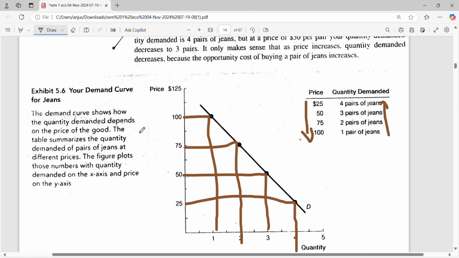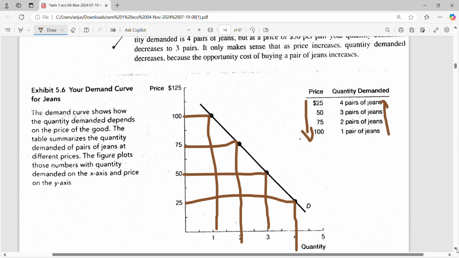So the demand curve shows how the quantity demanded depends on the price of the goods. This table summarizes the quantity demanded of pairs of jeans at different prices, and the figure plots those numbers with quantity demanded on the x-axis and price on the y-axis. That's it. A demand curve maps how quantity demanded responds to price changes, holding all else equal. Ceteris paribus.